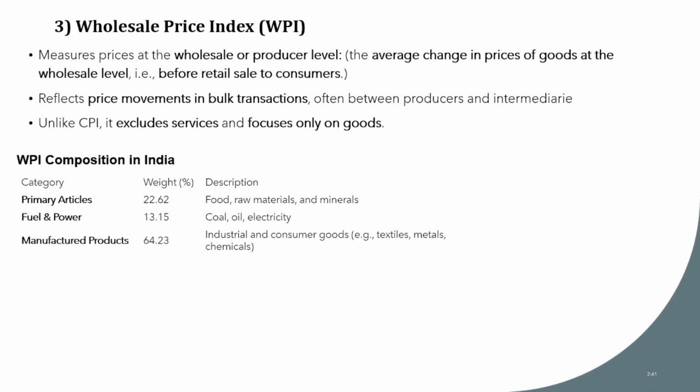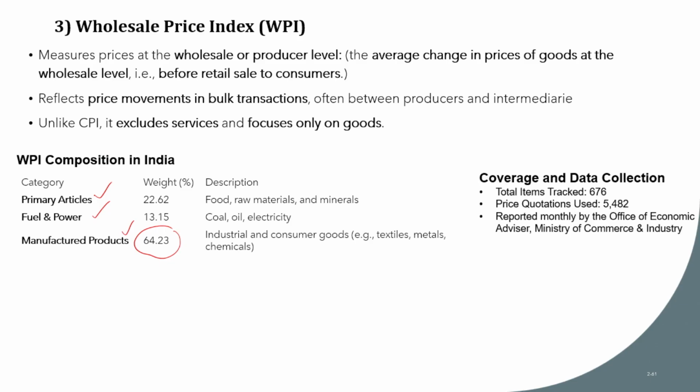I have given you a summary of the WPI composition in India, when the Government of India estimates the wholesale price index. In this, they have three categories of goods, mainly goods, no services: primary articles, fuel, and manufactured goods. They also give weightage. The largest weightage is given to the manufactured goods in calculating the wholesale price index.